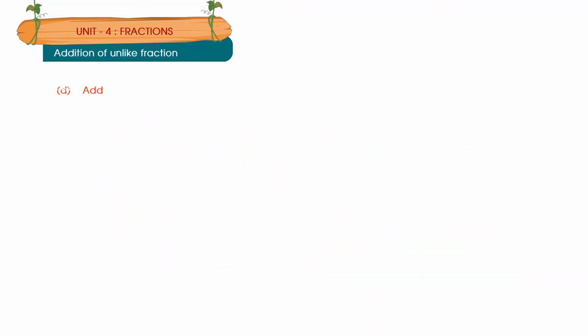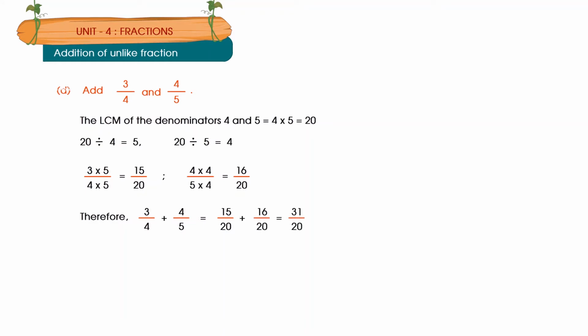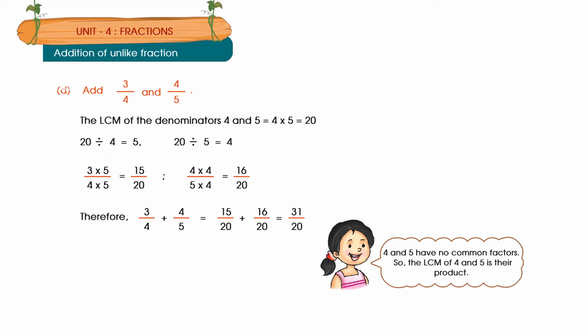D. Add 3/4 and 4/5. The LCM of the denominators 4 and 5 is equal to 4 × 5, which is equal to 20. 20 divided by 4 is equal to 5. 20 divided by 5 is equal to 4. 3 × 5 over 4 × 5 is equal to 15/20. 4 × 4 over 5 × 4 is equal to 16/20. Therefore, 3/4 plus 4/5 is equal to 15/20 plus 16/20, which is equal to 31/20. 4 and 5 have no common factors, so the LCM of 4 and 5 is their product.